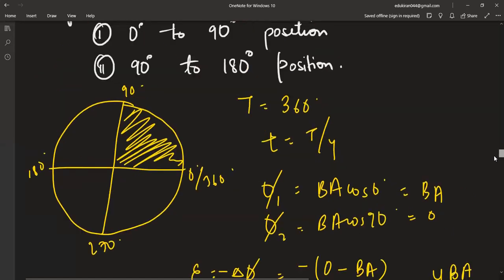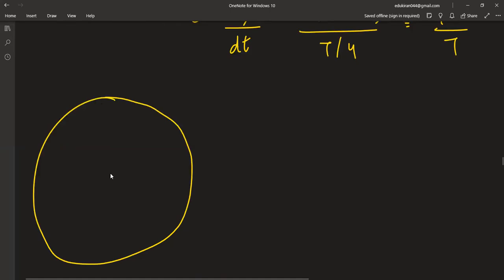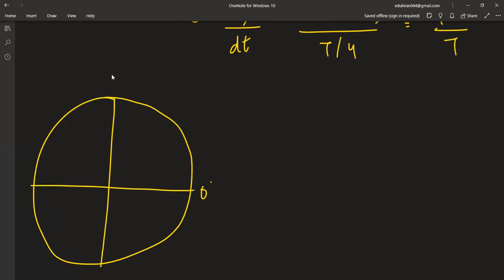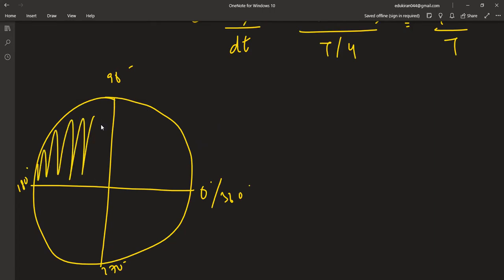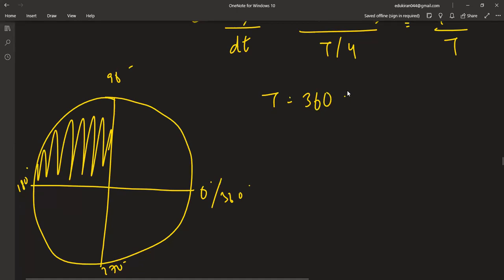Similarly, the second part is saying 90 degree to 180 degree. Look, for the second part also, you should be able to write this: this is 0 degree, 90 degree, 180 degree, 270 degree, 360 degree. Now it is saying 90 degree to 180 degrees. The entire time duration is T, and the entire angle is 360 degree, which is the total angle of a circle. It forms a complete circle. So 360 degree is T.